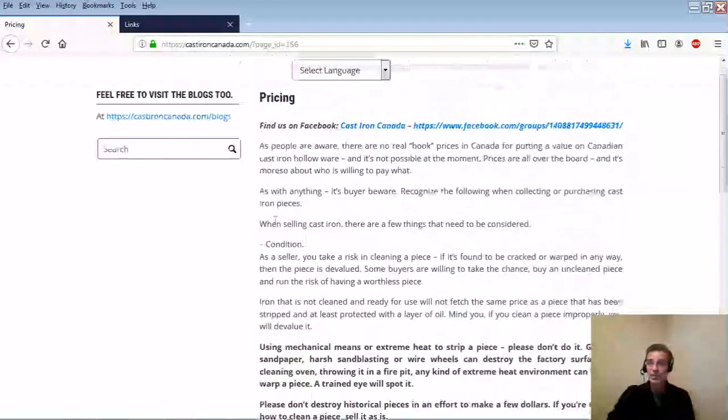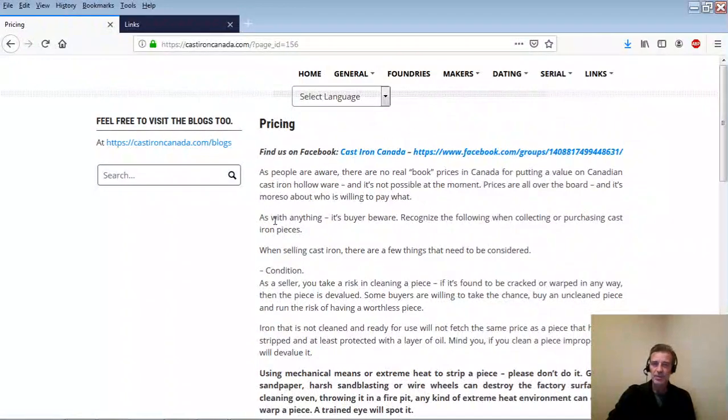So just bear in mind, there's no real blue book values in Canada right now. It is being worked on. I'm not part of it. It's pretty much what people are willing to pay at the moment. I've seen the prices of cast iron in Canada go through the roof over the last 4 or 5 years since the research has been coming out. As with anything else, the more information that comes out, the more prices go up and the more interest.